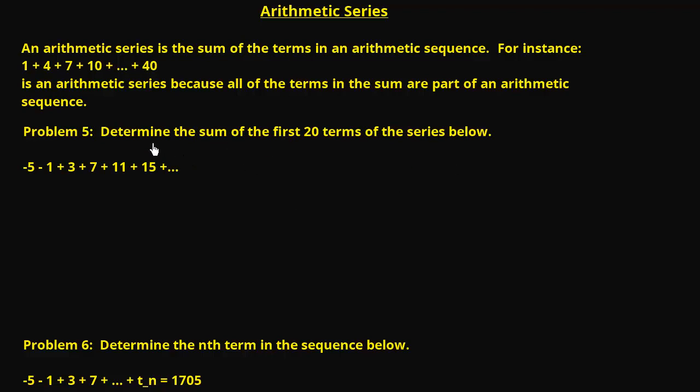So we discovered in the last video that the sum of the first n terms in an arithmetic series is equivalent to n times 2a, where a is the first term, plus n minus 1 times d, all divided by 2. And we also found that this was equivalent to n times a plus t sub n, all divided by 2.